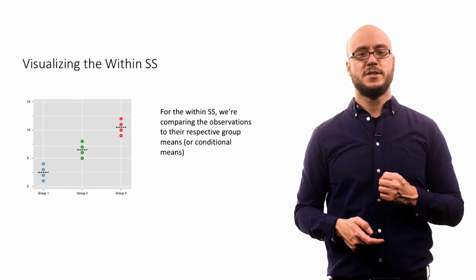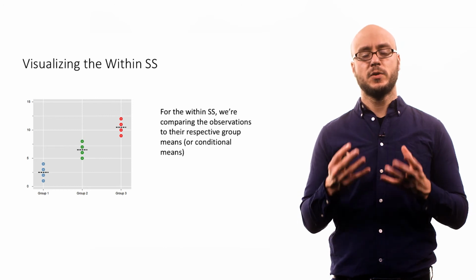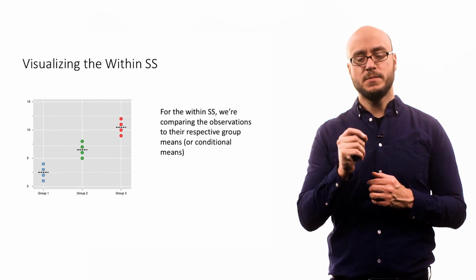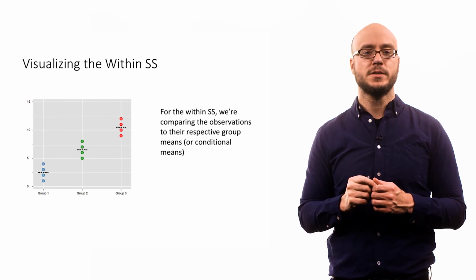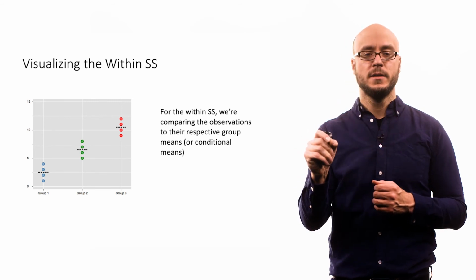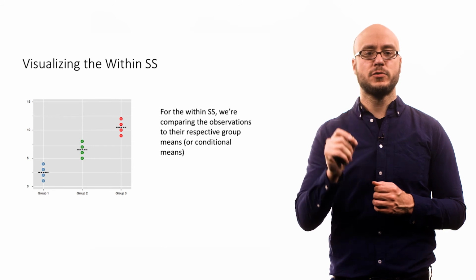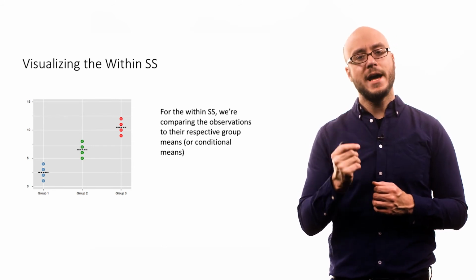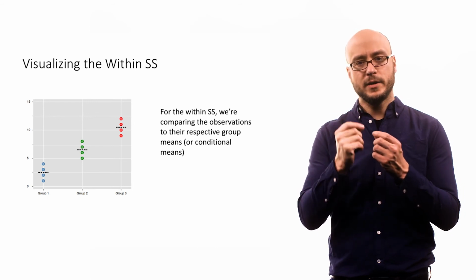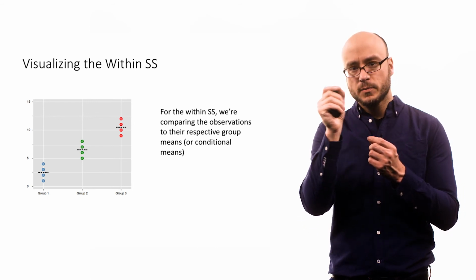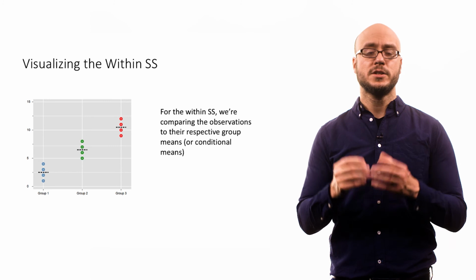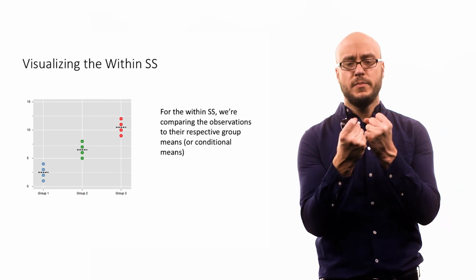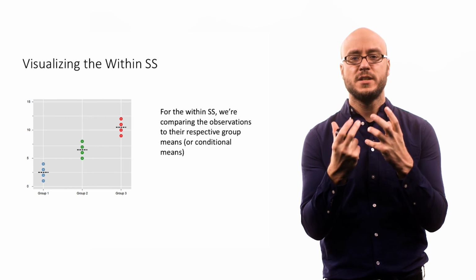You can visualize this as well. So here's the same toy data set, but we're comparing each observation, each of those data points, not to an overall mean, but to a mean for each group. The mean for each group is represented by a dotted line. So you have to imagine that each of those data points, we're comparing those data points to each particular group mean. Sometimes those group means are called conditional means. When you add up all that variability, we get the within sum of squares.